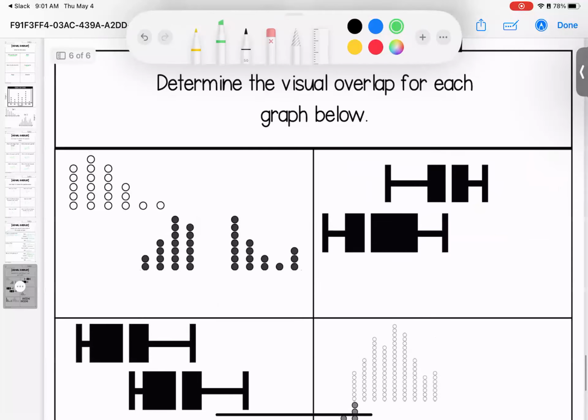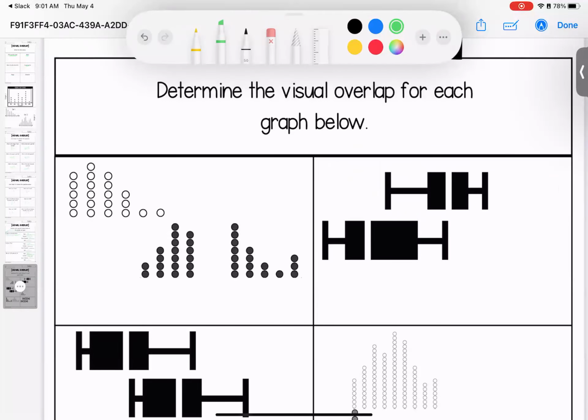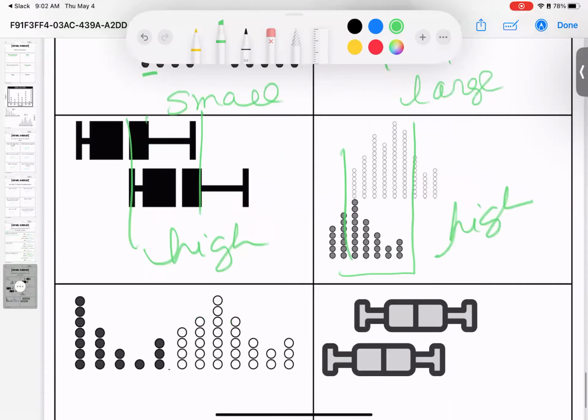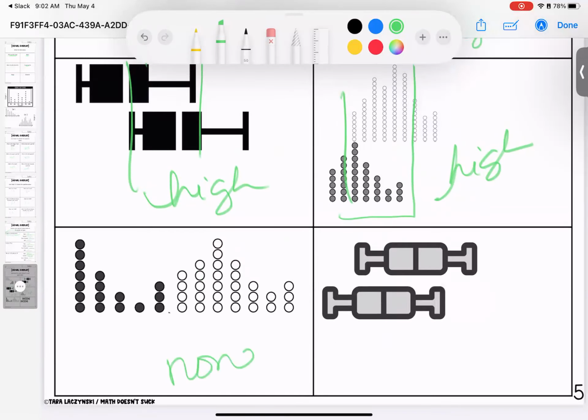Last page, we're looking at how much overlap. So for this one, there's a very small amount of overlap. So small overlap. For this one, it's pretty large overlap or high overlap. For this one, this would be high. For this one, almost all of it is an overlap. So again, a high overlap. For this one, there's none. The two are next to each other. And for this one, it's high.